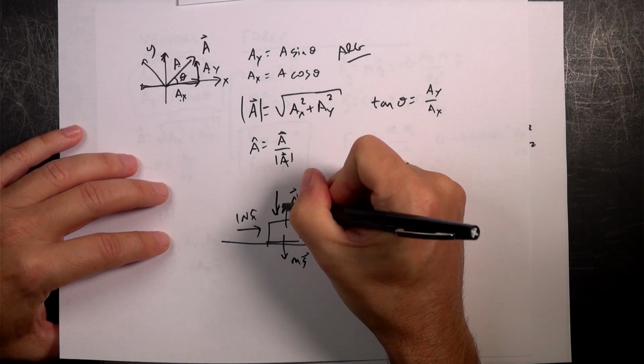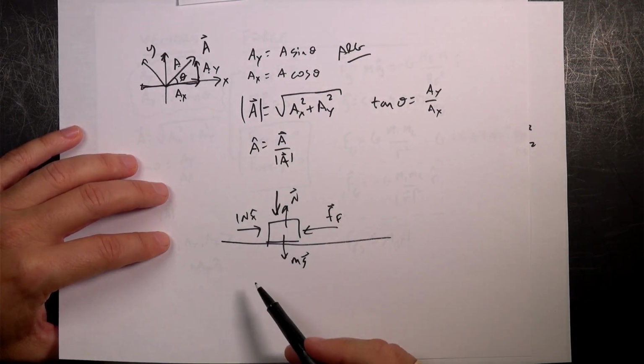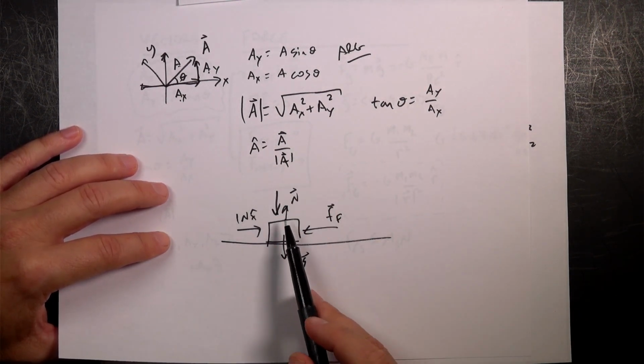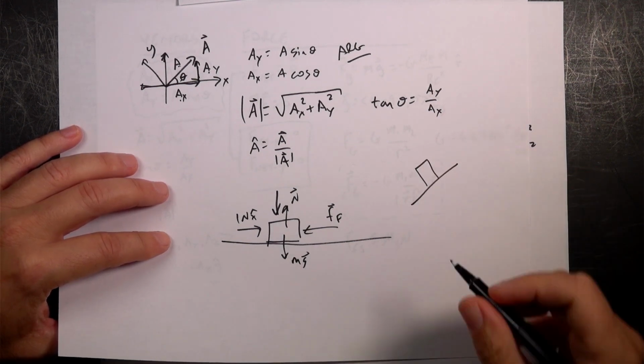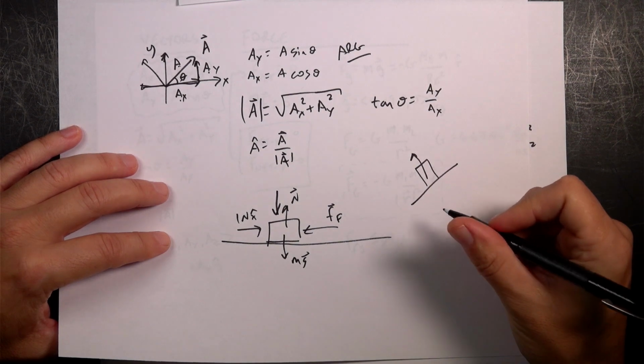But if I push down with a force right here, then in order to prevent the box from moving up and down, the normal force has to increase. If I have a box on an incline, then the normal force is always perpendicular to the surface.